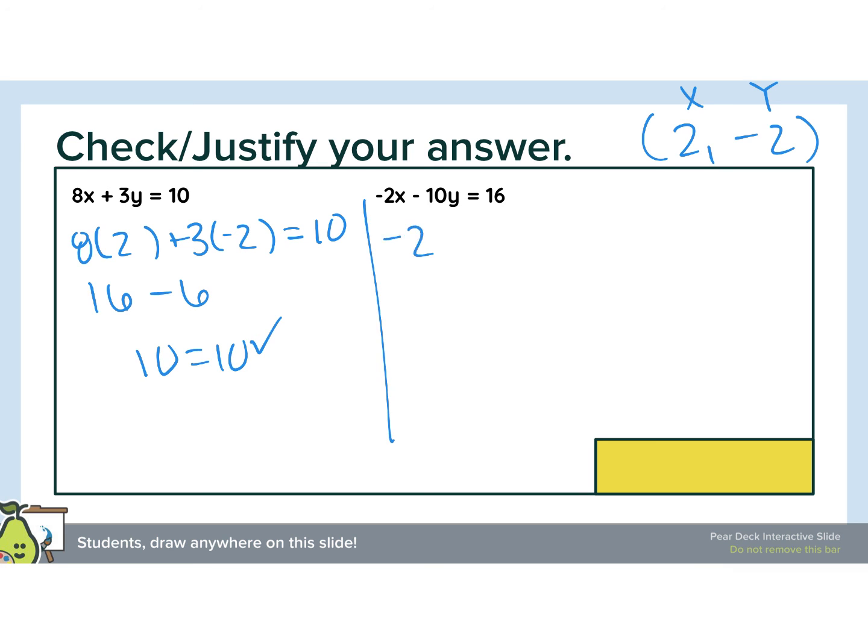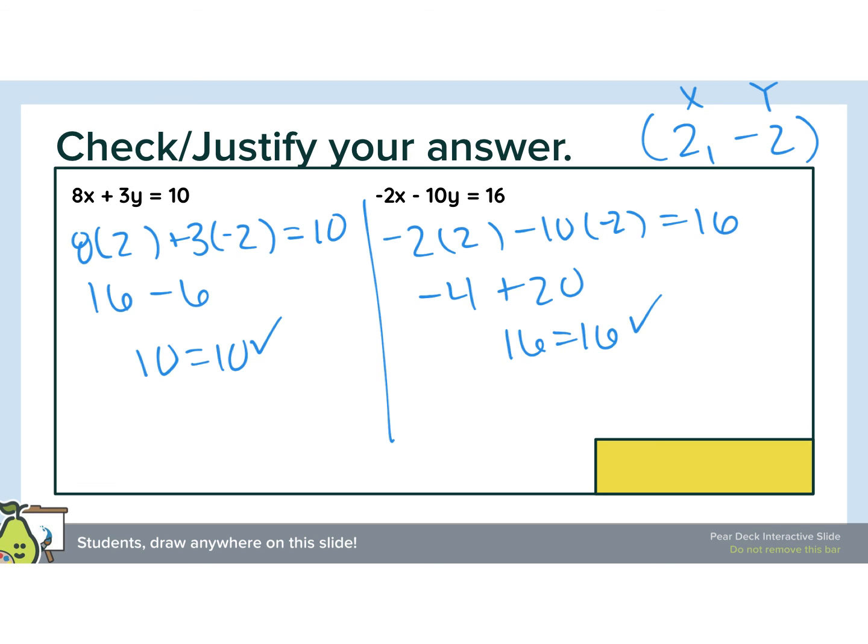Set it up. Instead of variables, parentheses. Instead of x, positive 2. Y, negative 2. Negative 4. Negative times negative is positive. 20 minus 4 is 16. They both work. We get 2, negative 2.